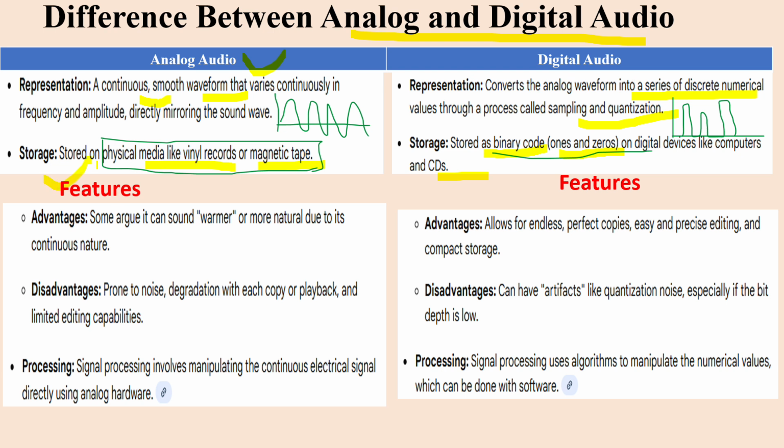What are the features of both analog and digital audio? What is the advantage or the disadvantage of analog and digital signals? In analog audio, what is the advantage? It is more natural due to the continuous wave. What is the disadvantage? Prone to noise and degradation. Degradation occurs in the analog signal.